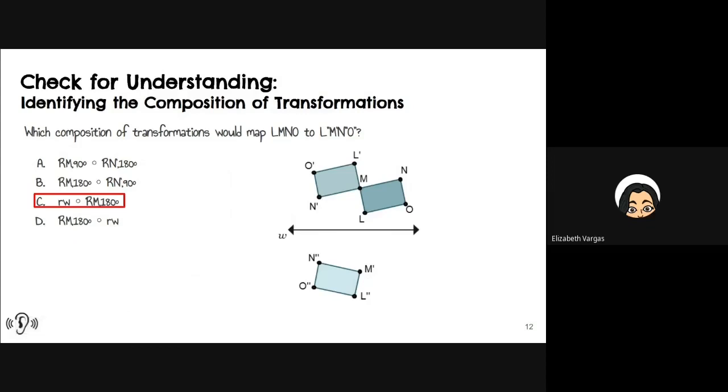And remember, it is C, not D, because the first thing we need to do is rotate and then reflect. D tells us we reflect and then rotate, which would give us a totally different image. So this is the correct answer. Good job.